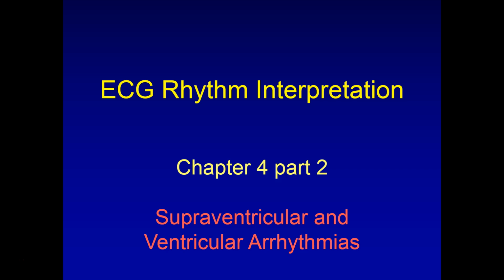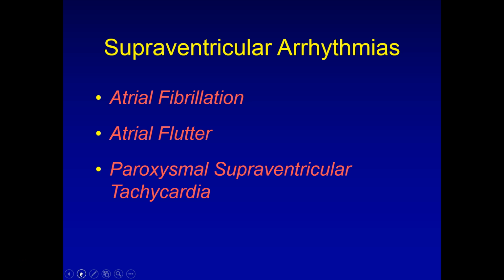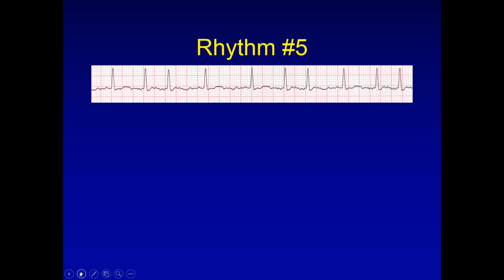Okay, we're now on part 2 of chapter 4. In this video, we're going to go over supraventricular and ventricular arrhythmias. We're going to look at atrial fibrillation, atrial flutter, and paroxysmal supraventricular tachycardia. Okay, let's go through our steps.